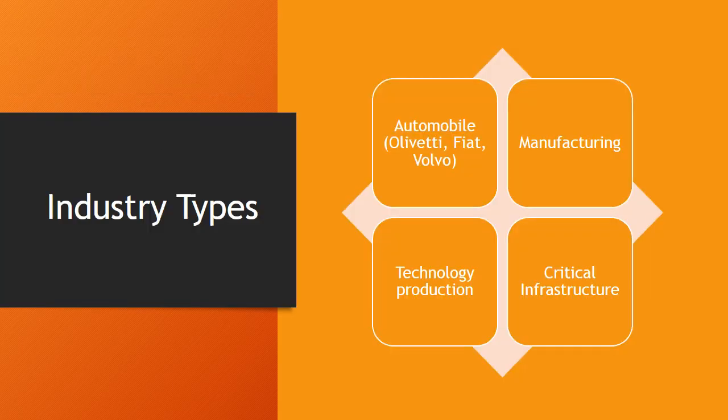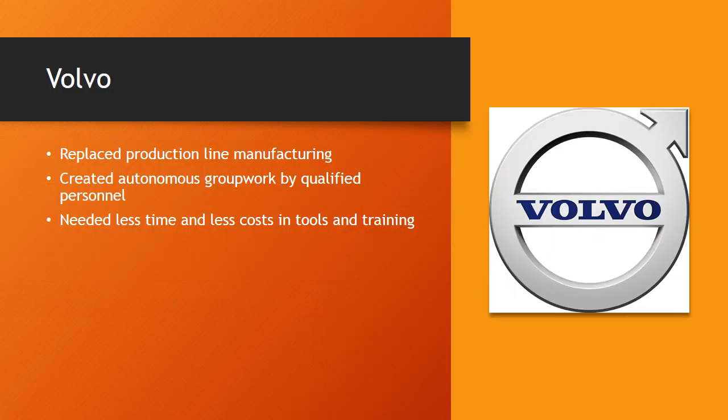Four industry types that this model works very well in are the automobile industry, manufacturing, technology, and critical infrastructure. To explain this a little more, we'll take a look at Volvo's implementation of it into the automobile industry and then at critical infrastructure. In the most popular case, which is Volvo, the change to a socio-technical system had a radical impact on the organization's methods.